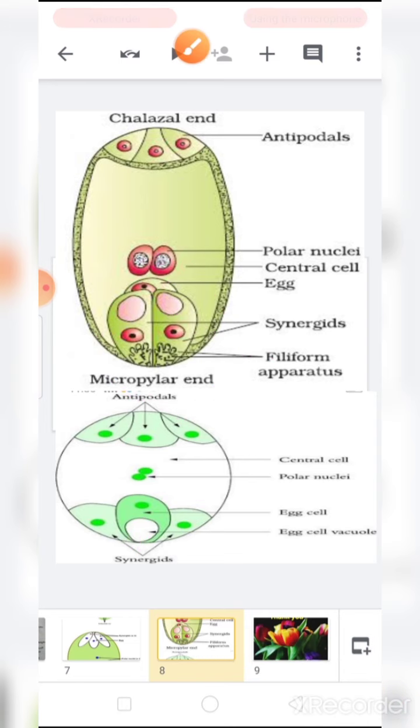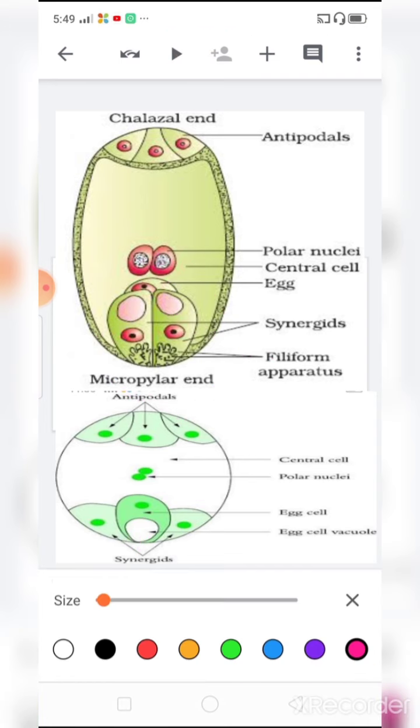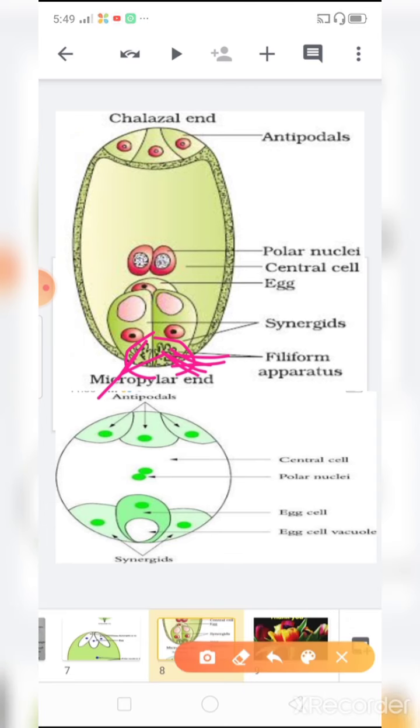At the base of the synergids, finger-like projections are present on the lower side. These are called the filiform apparatus. This filiform apparatus forms a track for the pollen tube entering into the embryo sac. This is about the egg apparatus.